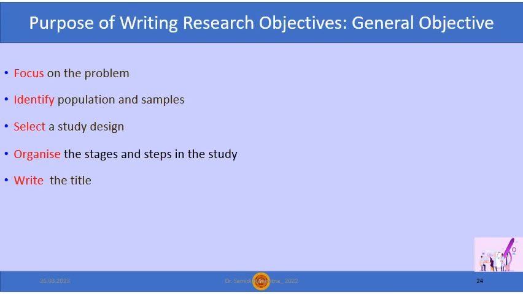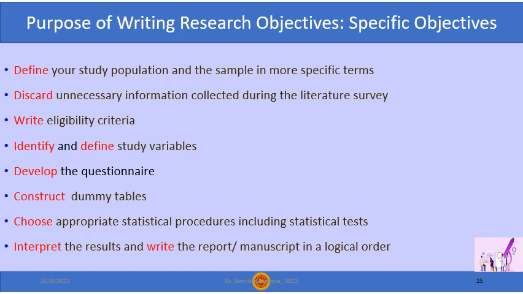And the purpose of writing the general objective is, again, it focuses on the problem, identifies the population and samples, selects a study design and organizes the stages and steps in the study, and writes the title. I told you in one of the earlier slides that the general objective helps to organize the title and vice versa. Okay.